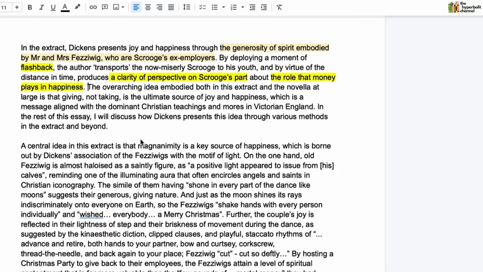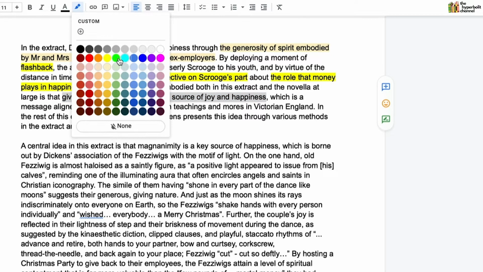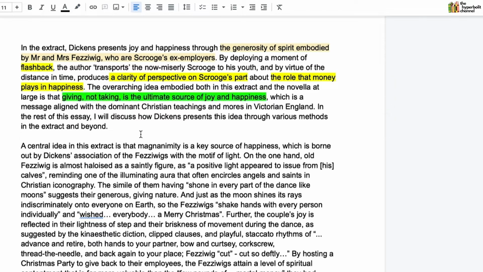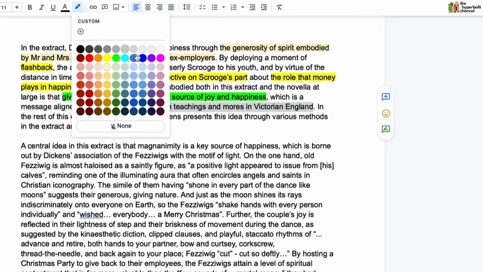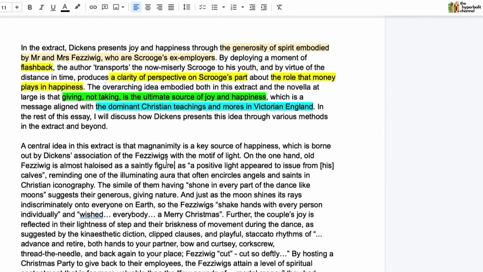The student goes into telling us pretty much what she thinks is the main argument of her essay, which is "the overarching idea embodied both in this extract and the novella at large: giving, not taking, is the ultimate source of joy and happiness, which is a message aligned with the dominant Christian teachings and mores in Victorian England." So again, very clearly we see a couple of things happening here.